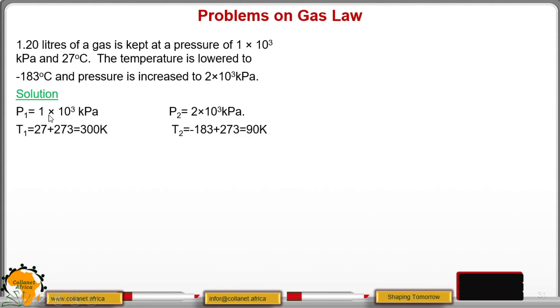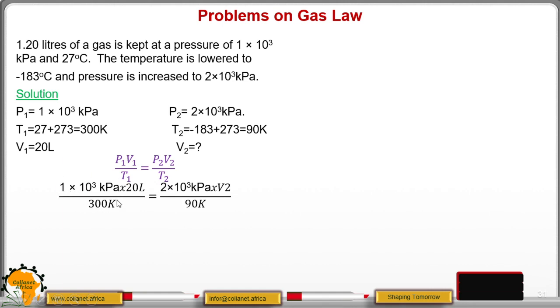We have P1 is equal to 1 times 10 to power 3. T1 is 27, you add 273, you get 300. Then P2 and T2 are given here. So we are supposed to get the value of V2, because V1 is given as 20 liters. So we apply the general equation, P1 V1 over T1 is equal to P2 V2 over T2. By substituting the values, we make V2 the subject of the formula.